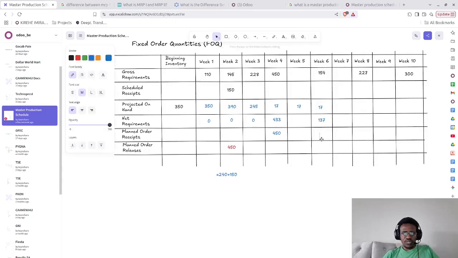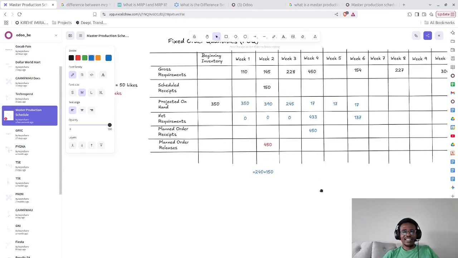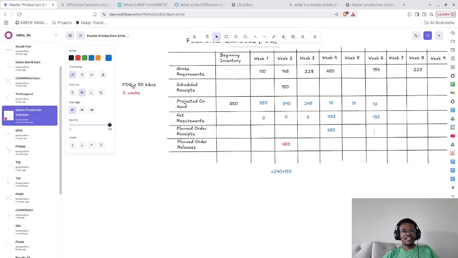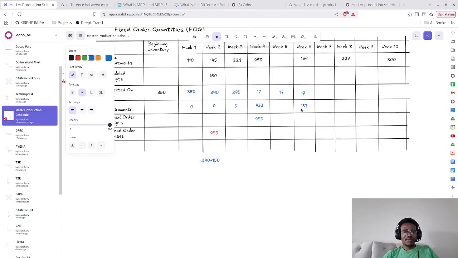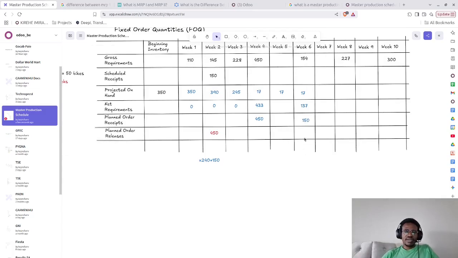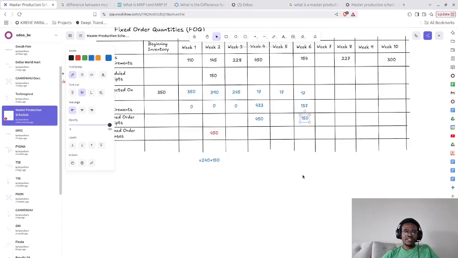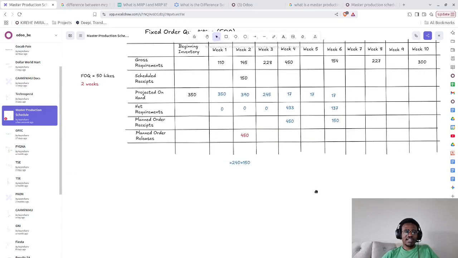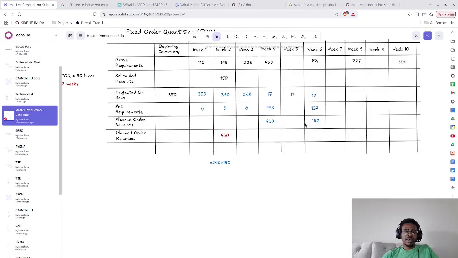And so during this week, I want to receive an order that will help me to meet this requirement. But I cannot buy 137 bikes. Why? Because our fixed ordered quantity is 50 bikes. So I can only receive a multiple of 50, which is close to 137, and that is 150. Okay, but for me to receive the 150, I must make the order. Remember, I have a lead time of 2 weeks, so I must make the order in week 4 so that I receive it in week 6.